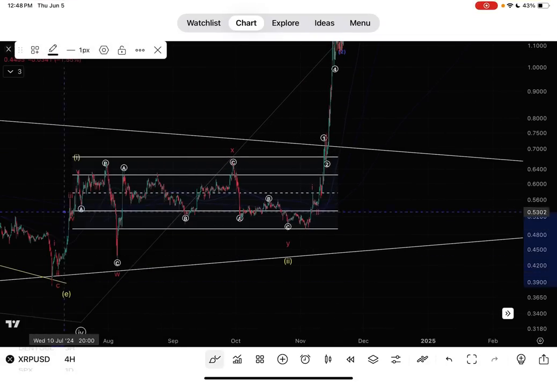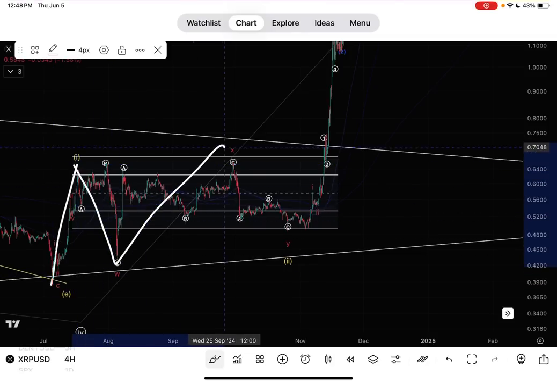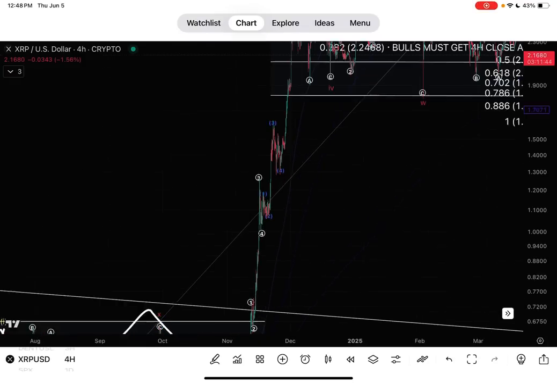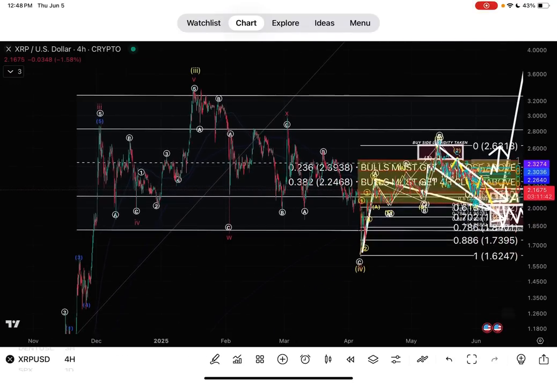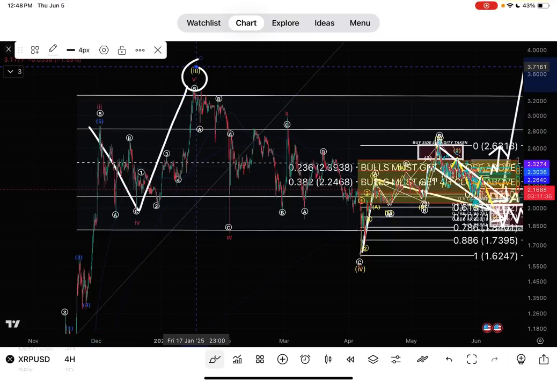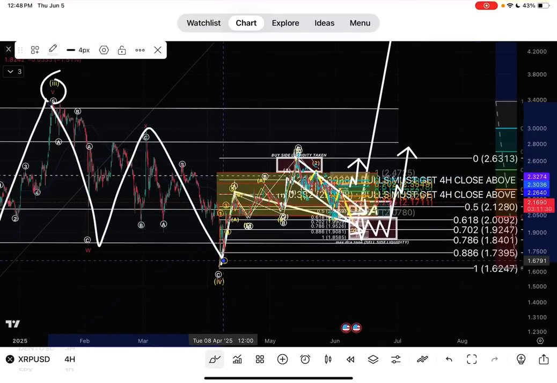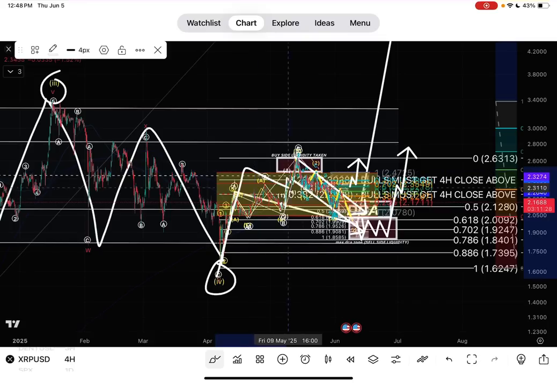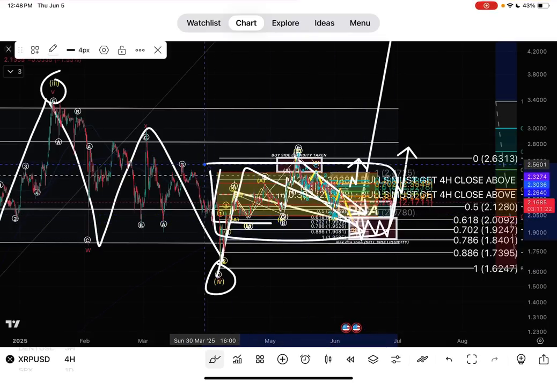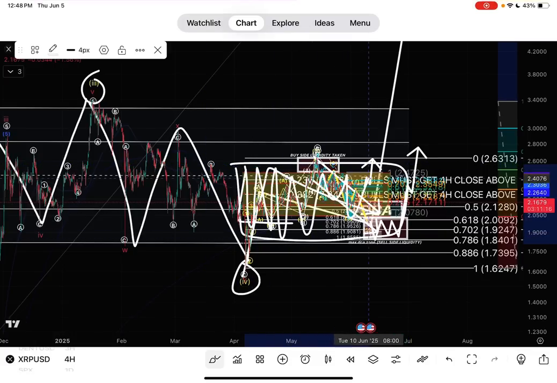This was the start of your impulsive structure on XRP back in July of 2024. You had a WXY correction. Then you had a wave 3 with an extension of the 5th wave of your 3rd wave. Come down for a wave 4, and then you have a wave 5 of 3. And then this would be your WXY correction for your wave 4. And now we're just chopping sideways on the right hand corner of the range of this 180 plus day long range. So you see how congested the price is over here?